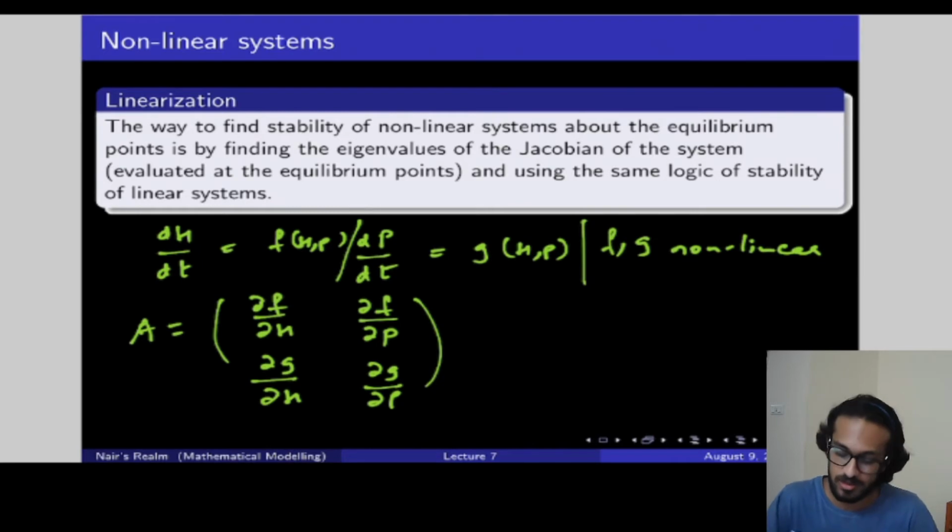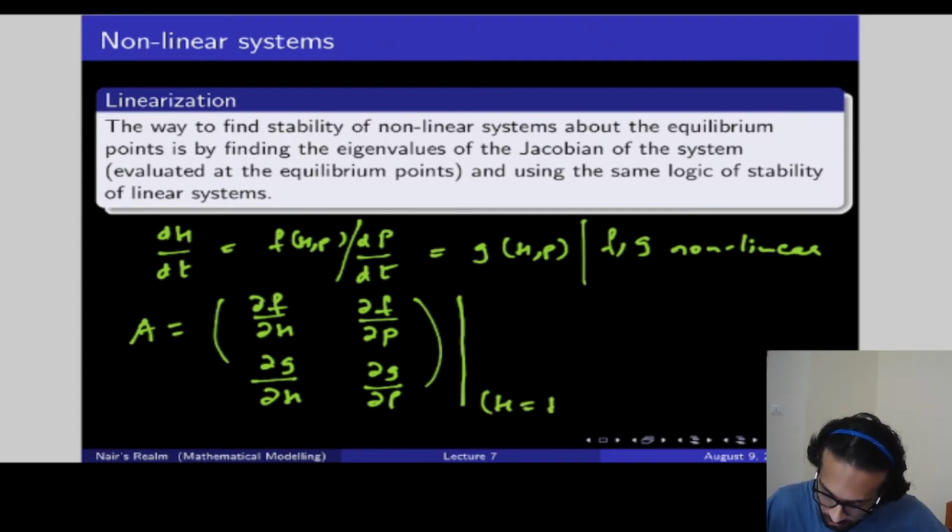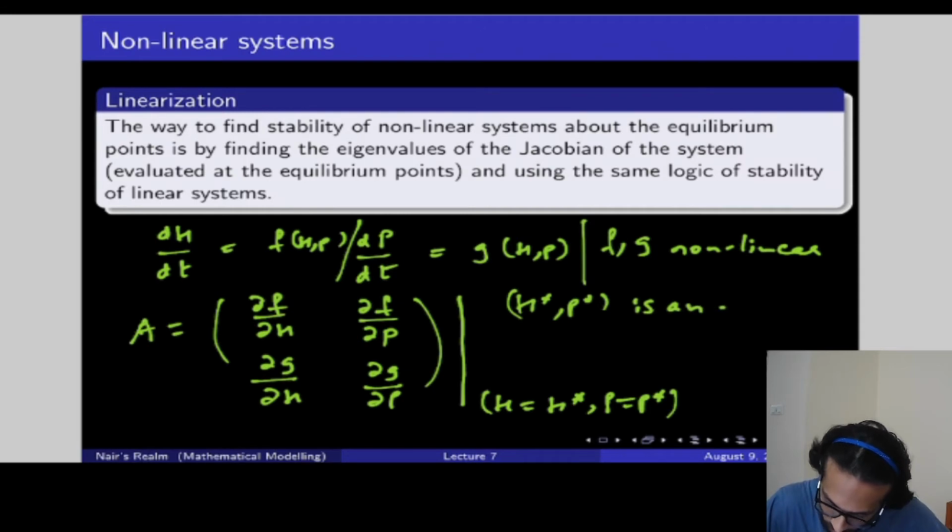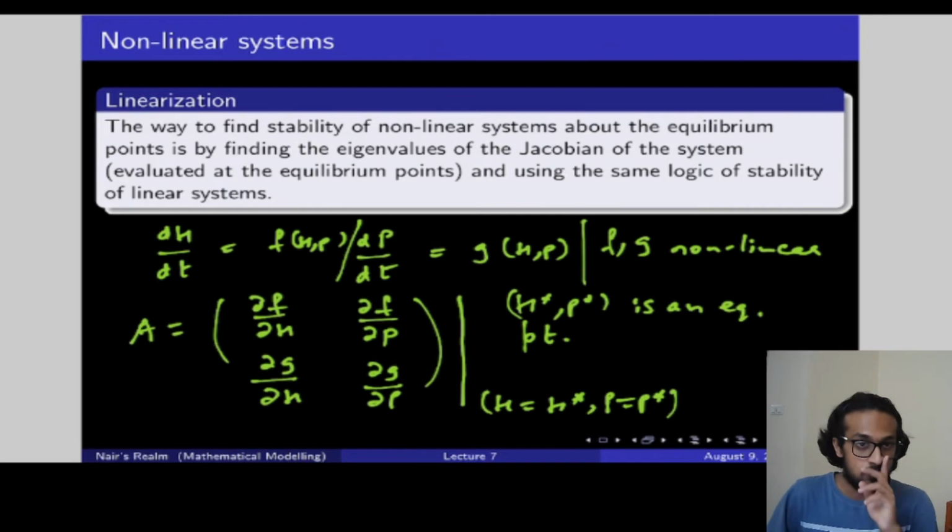This is just a matrix, and we have to evaluate this at H equal to H star and P equal to P star. So H star comma P star is an equilibrium point. Once I evaluate this matrix at the equilibrium point, so first I find the Jacobian, which is ∂F/∂H, ∂F/∂P, ∂G/∂H, ∂G/∂P. I found this matrix.